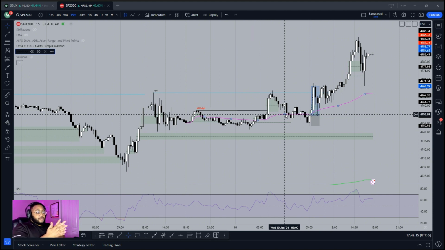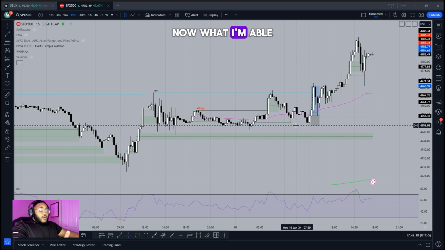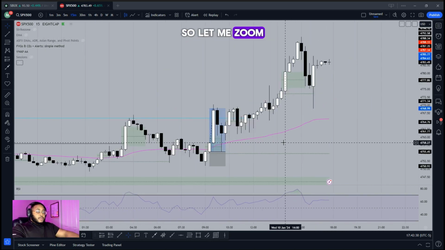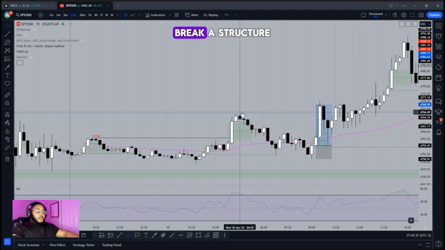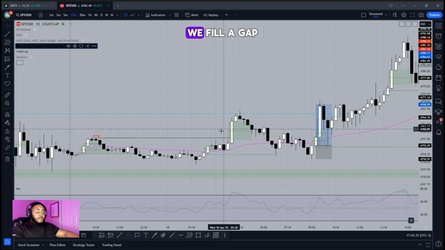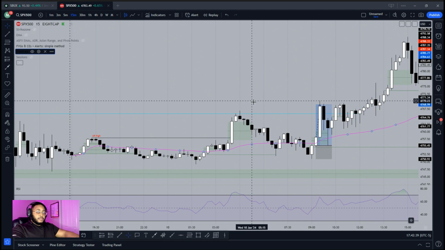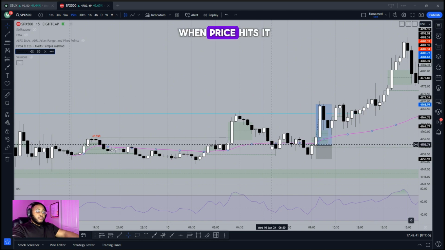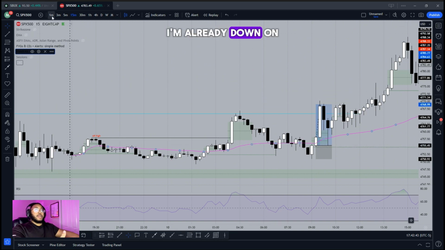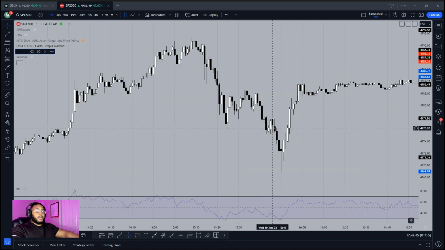So now what I'm able to do is to look for a discounted price to get into the market and then use my specific entry strategy to get into that market. So let me zoom in again. Break of structure. We fill a gap. It retraces to the anchor VWAP. So at this point, when price hits it, I'm already down on the 1 minute time frame.